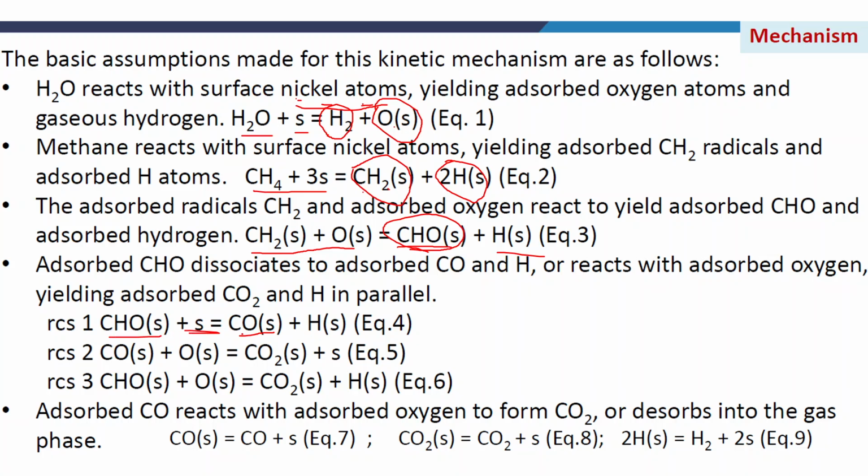This species further reacts with the catalyst to give adsorbed carbon monoxide and adsorbed hydrogen. Then adsorbed carbon monoxide reacts with adsorbed oxygen to give adsorbed carbon dioxide. Then this species again reacts with adsorbed oxygen to give adsorbed carbon dioxide and adsorbed hydrogen. So we have adsorbed carbon monoxide, which will desorb from the catalyst to give carbon monoxide. Then adsorbed carbon dioxide will desorb to give carbon dioxide, and adsorbed hydrogen will give hydrogen, leaving behind the catalyst. So this is basically the heterogeneous reaction mechanism of steam methane reforming.